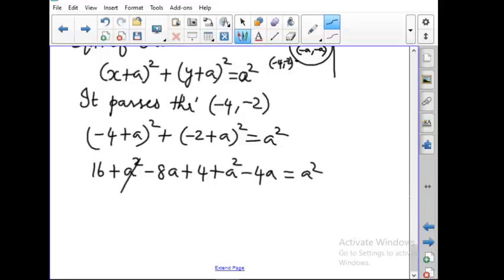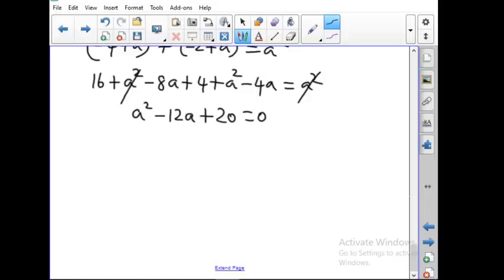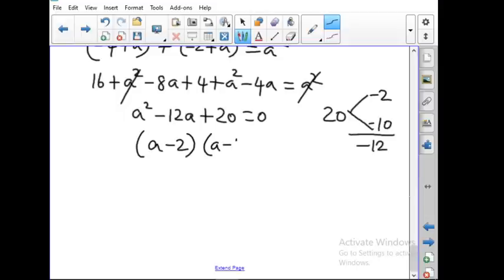So one a square and one a square will get cancelled. a square minus 12a plus 20 is equal to 0. So this is the equation we are getting in the quadratic form. Let us solve this equation to find out the value of a, using the factorization method. So 2 into 10 we can easily apply, minus minus. So it can be written as (a minus 2) into (a minus 10) is equal to 0. So a is equal to 2, 10.